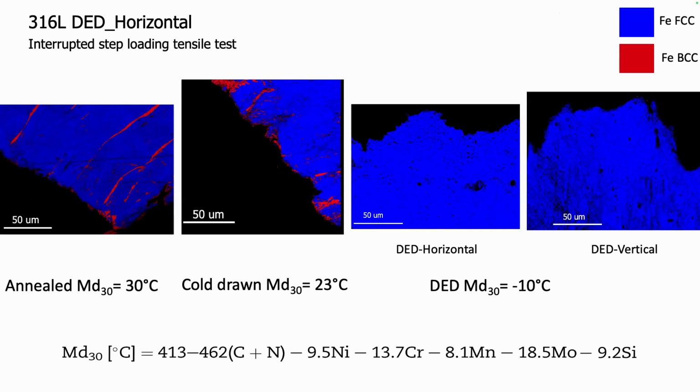And what we are plotting here is the MD30. So basically, the idea is at what temperature, when we apply 30% of true strain, we have 50% transformation from austenite to martensite. So in other words, how stable is the austenitic phase? The higher the temperature, the less stable austenite is. And this is based on chemical composition. So what we can observe is that in the anneal and cold drawn, in the rod condition, due to chemistry at least, austenite was less stabilized. So it was more prone to transform into martensite.